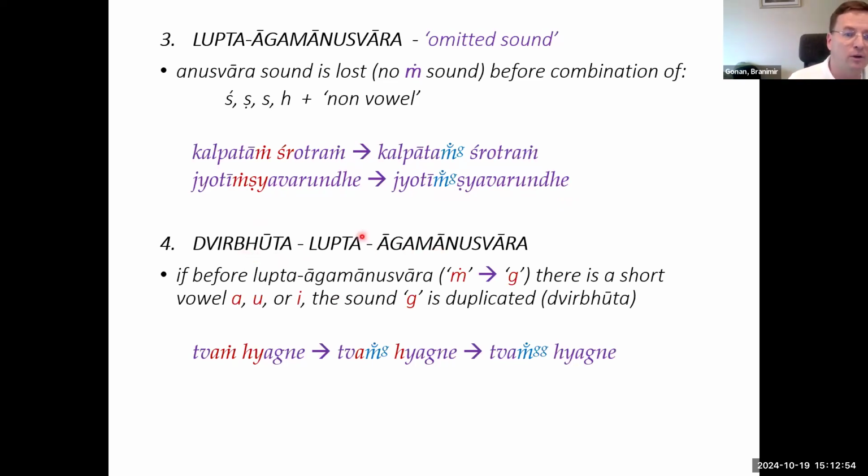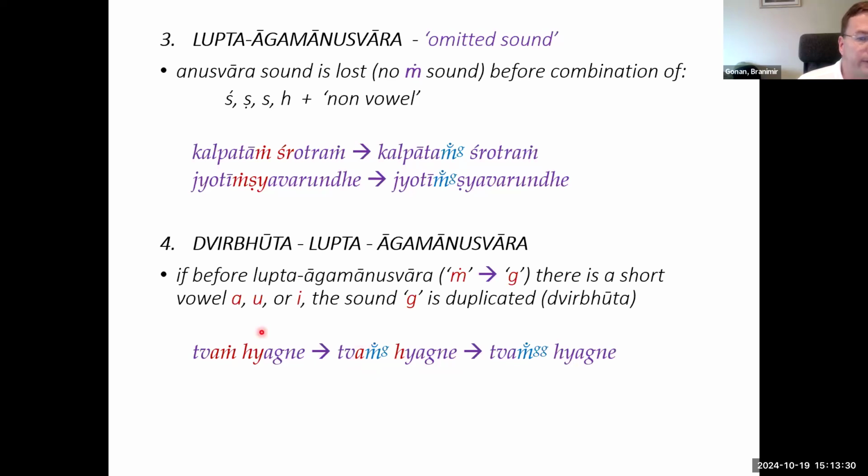So meaning, once again, first we have Agamana, inserted G, then we have Lupta, omitted M, and then Dvirbhuta means duplication of the letter. So what is to be duplicated? This G, which is left, is being duplicated. So let's say we have Tvam Hyagne. We have this combination of hak plus non-vowel after Anusvara. It changed into Tvag Hyagne.